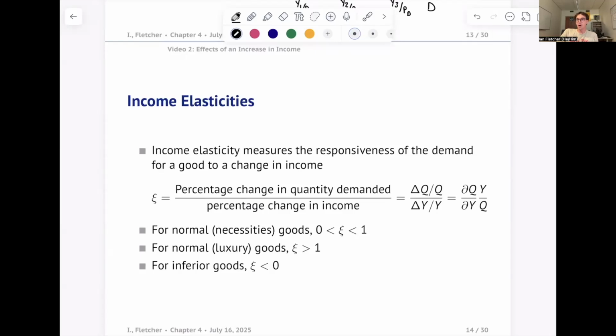And these are going to be like really expensive things. Like these are going to be your cars, your TVs, your PlayStation 5s. For inferior goods, you're going to have that be less than 0, which means that for a 1% increase in income, our percent change in quantity demanded is going to be negative, right? So let's think about this a little bit more, right?